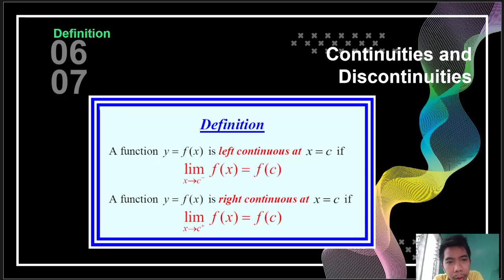A function y is equal to f of x is left continuous at x is equal to c if the limit of f of x as x approaches c minus is equal to f of c. A function y is equal to f of x is also right continuous at x is equal to c if the limit of f of x as x approaches c plus is equal to f of c.